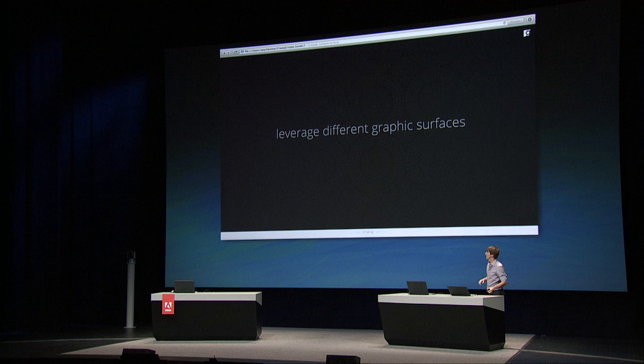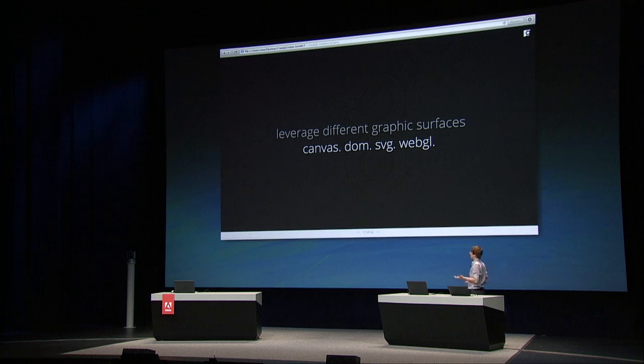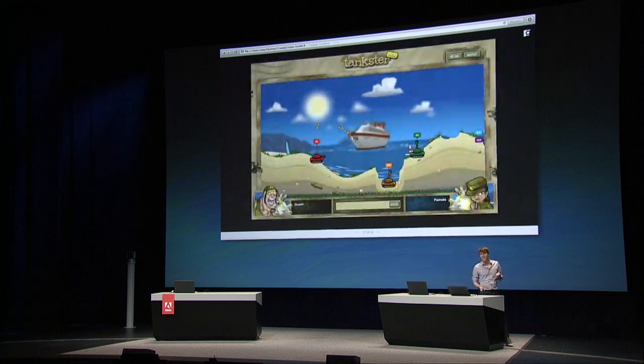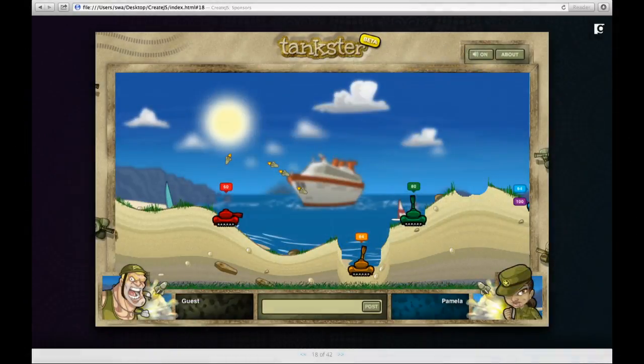So we mainly target Canvas with EaselJS, but obviously there's a lot of different graphic surfaces we could be using, right? We have Canvas, we have the document object model, SVG, and WebGL. And we want to be able to incorporate each of these to do things that they're great at. So for example, this is a game that we built a while ago. All of the chrome, including the characters down at the bottom, the on and about buttons up at the top, these are all DOM elements. They're all managed through jQuery.